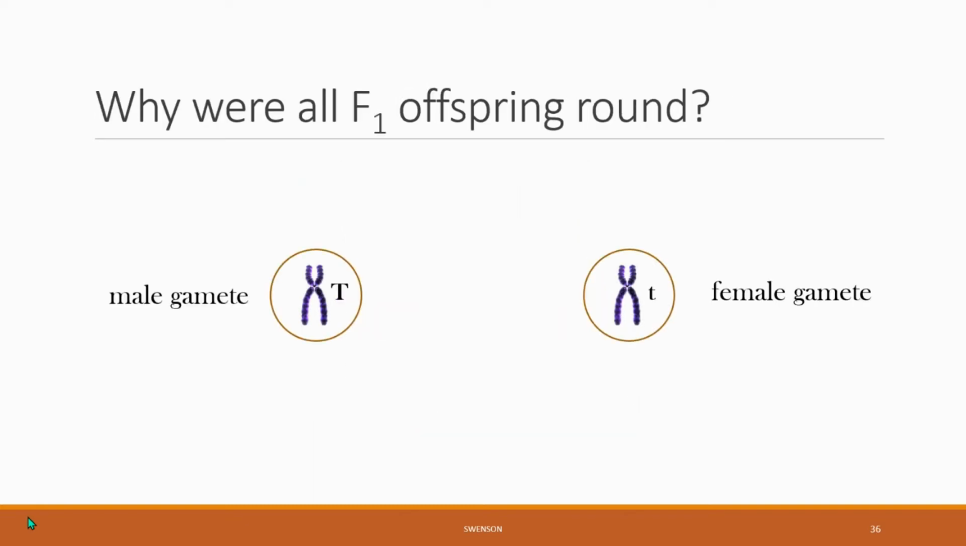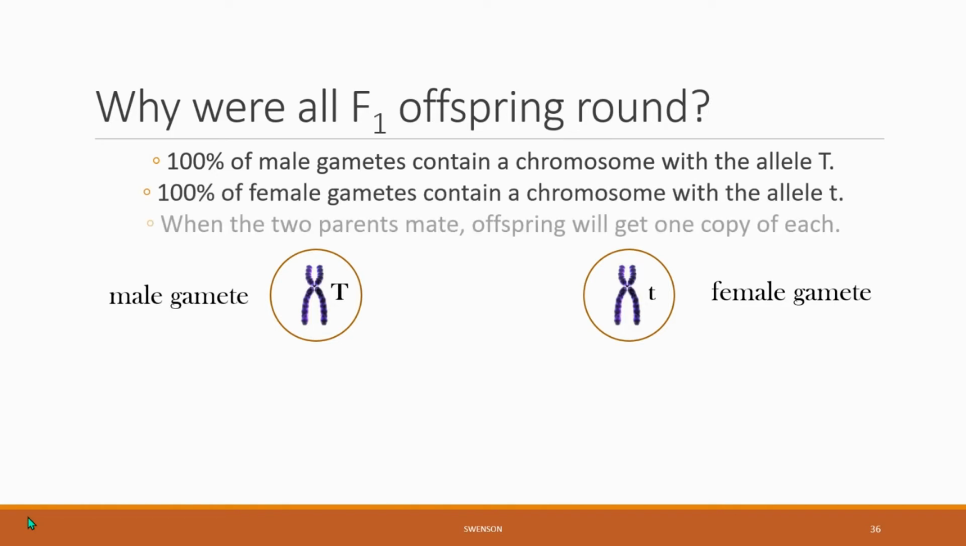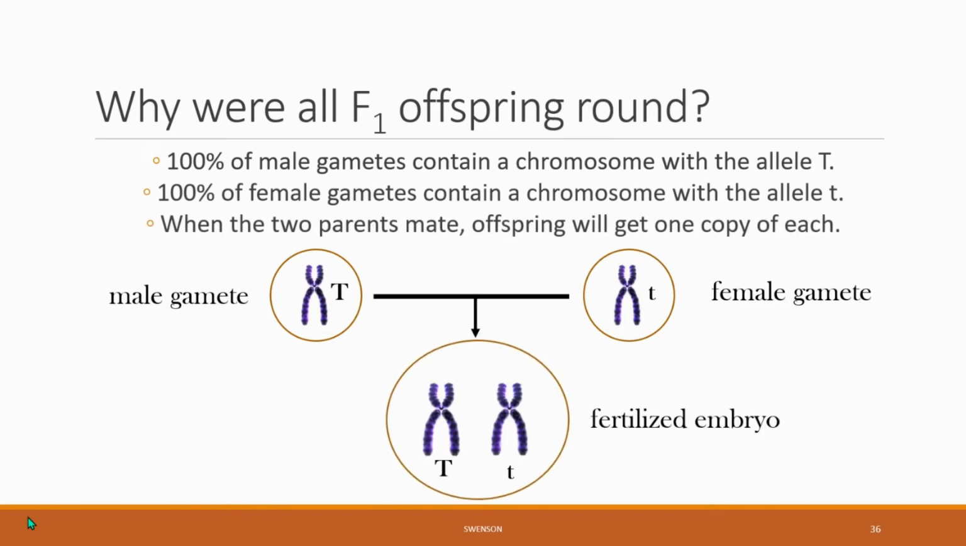So since they are homozygous, 100% of the male gametes contain a chromosome with the allele capital T. 100% of the female gametes contain a chromosome with the allele lowercase t. And when the two parents mate, offspring will get one copy of each, the result of which will be a heterozygous offspring with a genotype of one round and one wrinkled allele. And this explains why 100% of the F1 generation is round.